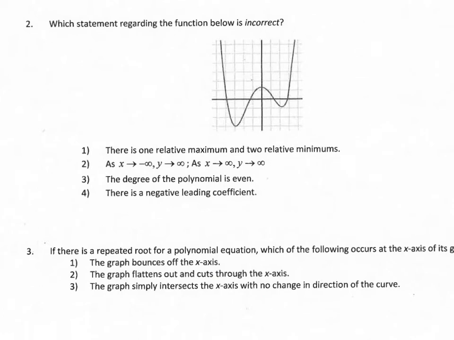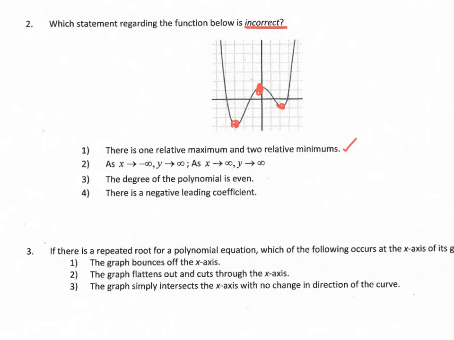Okay, number 2, which statement about the function is incorrect? Okay, make sure you look if they say incorrect or correct. All right, choice 1. There is one relative maximum and 2 relative minimums. Well, this is true. If we look, we do have one relative maximum and we do have 2 relative minimums. So this one's true. Okay, we want to know which is incorrect.